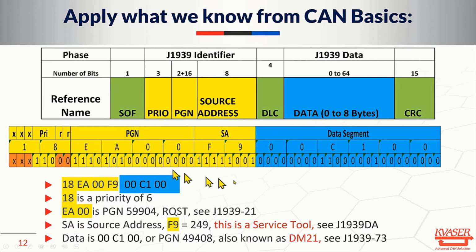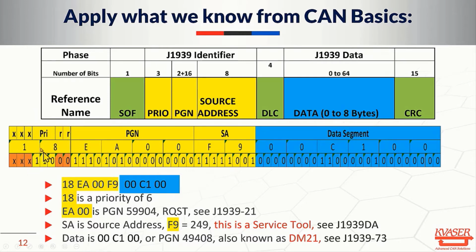So here we have the data we're going to analyze, and the ID phase we're going to analyze. First thing to understand is that the ID doesn't break down on even byte boundaries. The 1-8 is the hard part to understand. Everything else pretty much breaks down on byte boundaries. The data certainly does: there's anywhere from 0 to 8 data bytes. The parameter group number here is 2 bytes, the source address is 1 byte. But here we have this funny looking byte, this priority.